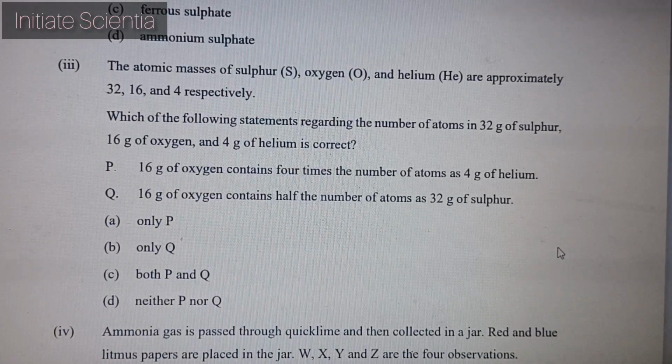The atomic masses of sulfur S, oxygen O, and helium He are approximately 32, 16, and 4 respectively. Which of the following statements regarding the number of atoms in 32 gram of sulfur, 16 gram of oxygen, and 4 gram of helium is correct? P. 16 gram of oxygen contains 4 times the number of atoms as 4 gram of helium. Q. 16 gram of oxygen contains half the number of atoms as 32 grams of sulfur. The answer is neither P nor Q.